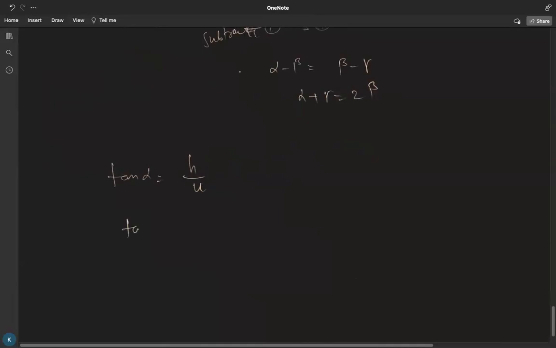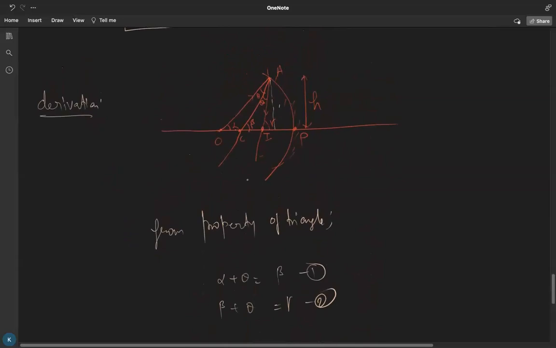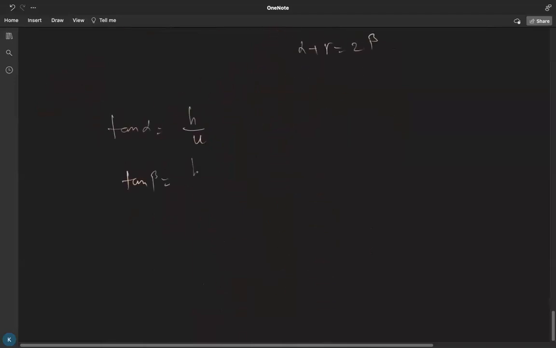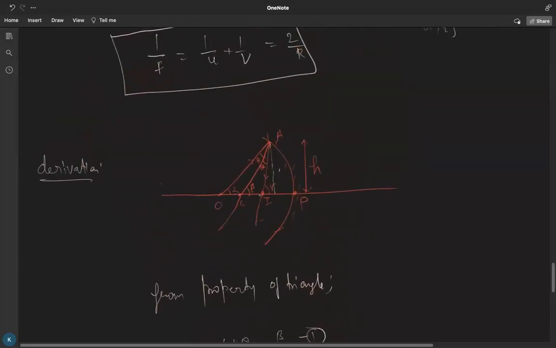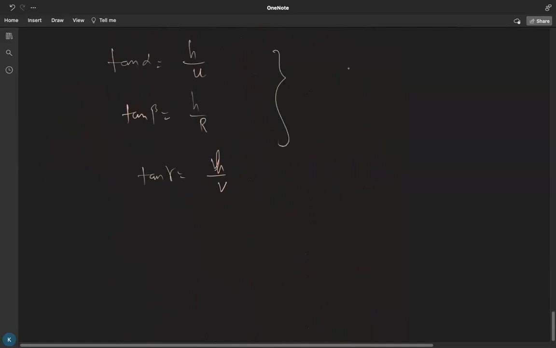The next thing is tan of beta. Tan of beta will be h by r, because r is the distance of the center of curvature from the pole. And the third thing is tan of gamma. It is equal to h by v, where v is the distance of the image from the pole and h is the height.